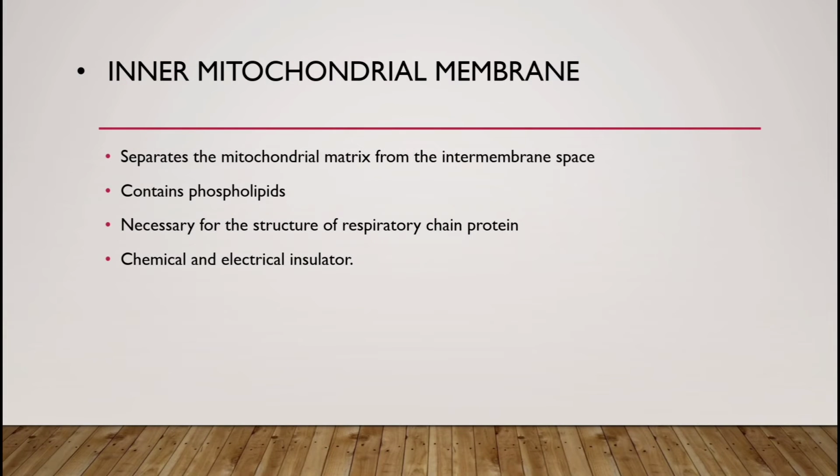Next part is the inner mitochondrial membrane. It separates the mitochondrial matrix from the intermembrane space, and it also contains phospholipids. It is necessary for the structure of respiratory chain proteins, and it also acts as a chemical and electrical insulator.